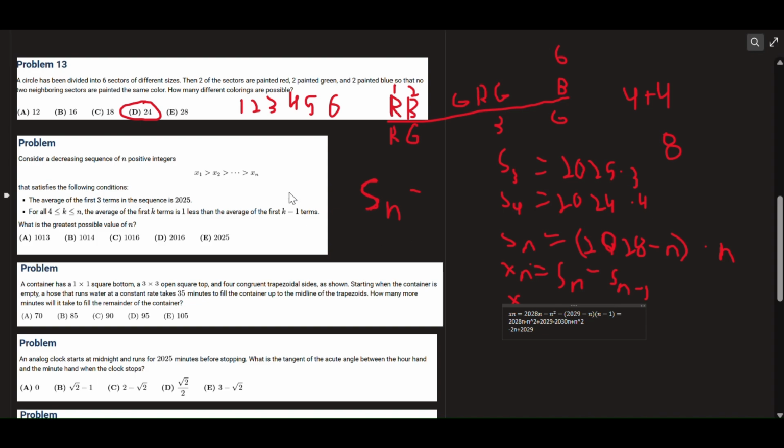And since we know that every number in the sequence has to be a positive integer, we have negative 2n plus 2029 bigger than 0, so the maximum n equals 1014, which gives us B.